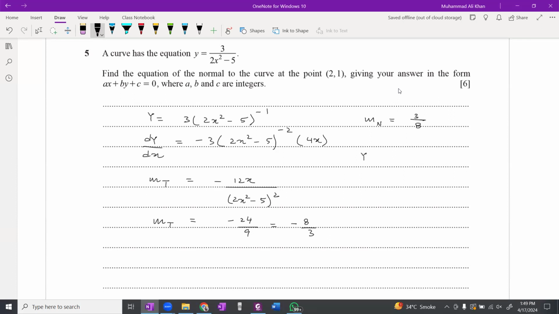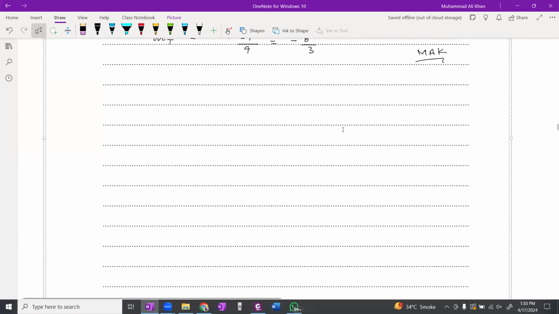And by using the formula y minus y1 equals to m times x minus x1, x1 is 2, cross multiply, 8y minus 8 equals to 3x minus 6. So 3x minus 8y plus 2 equals to 0 is the equation of normal at the point 2, 1. A simple question of 6 marks. Now, the next one.